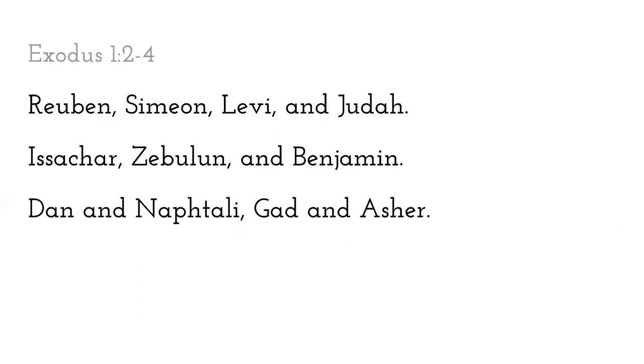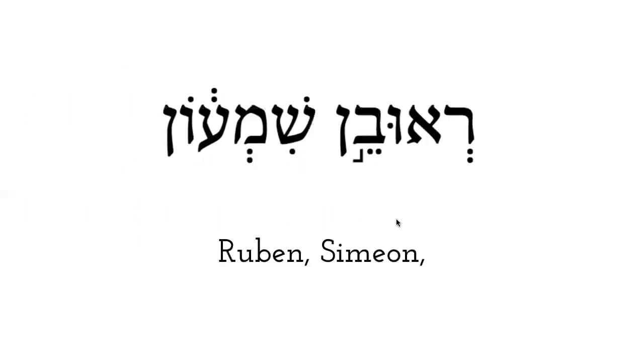We have Exodus chapter 1, verse 2 through 4. There's now going to be 3 verses. Each line is a verse. Reuben, Simeon, Levi, and Judah. Issachar, actually in English it should just be Issachar. Zebulun and Benjamin. Dan and Naphtali. Gad and Asher. Okay, so that's how we say it in English. Now let's learn the Hebrew.